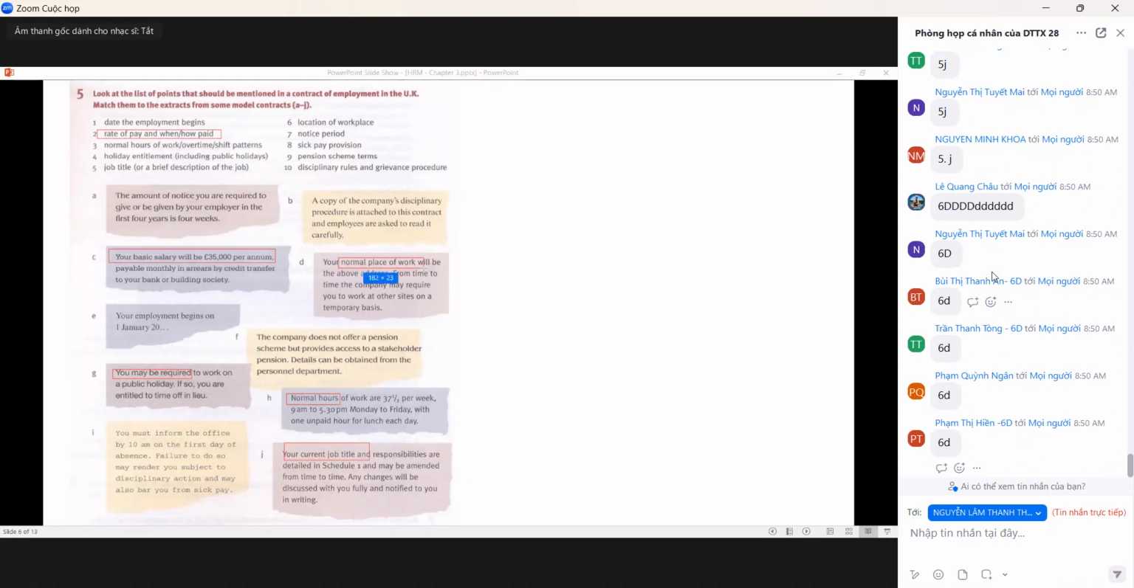Normal place of work will be the above address. Okay. Seven, notice periods. Where do you see notice periods? A, the amount of notice you are required to give, okay, in the first 4 years is 4 weeks. Yes.